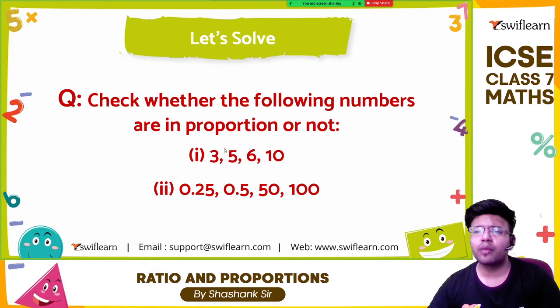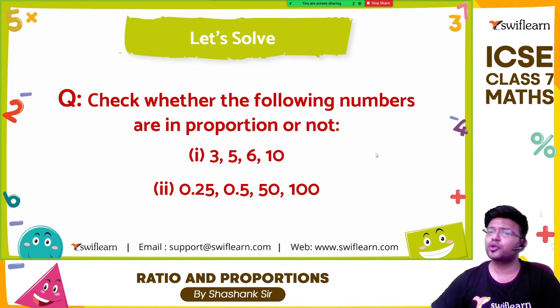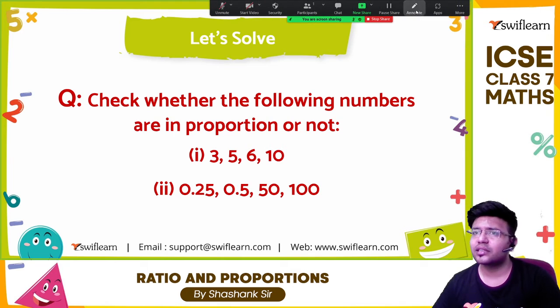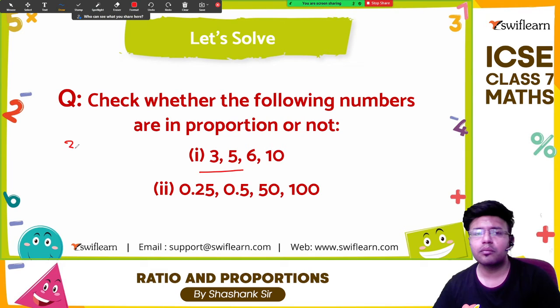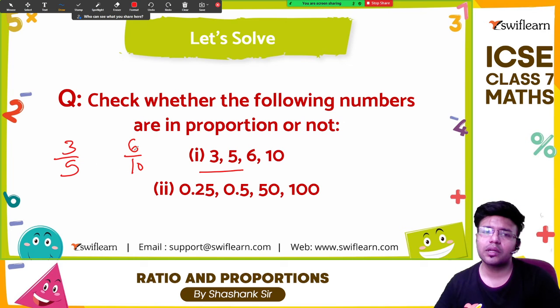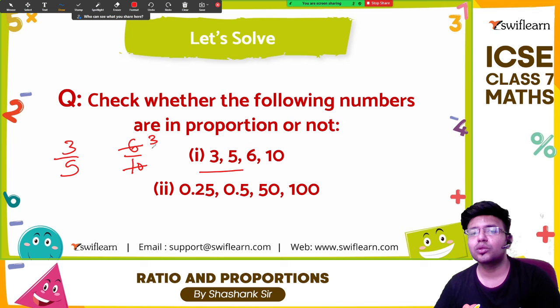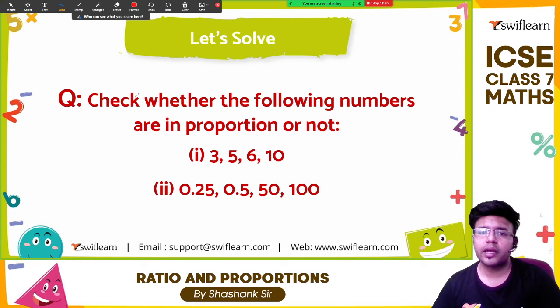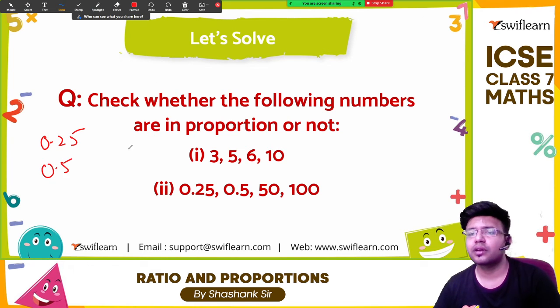Check whether the following are in proportion or not. Yes, let us check. So this is 3 by 5 and this is 6 by 10. If they are equal, they are in proportion. So 3 twos are 6, 2 fives are 10. 3 by 5 is 3 by 5. This is in proportion. Okay, next one, 0.25 by 0.5 and 50 by 100.